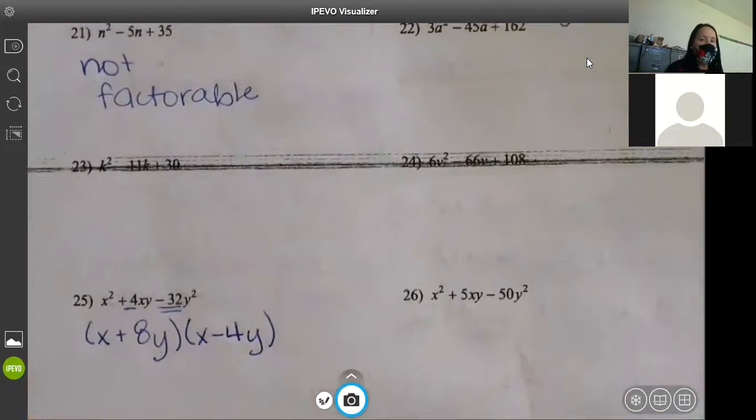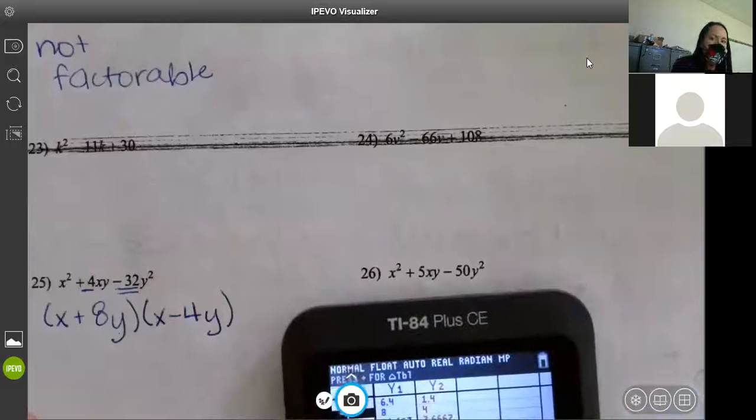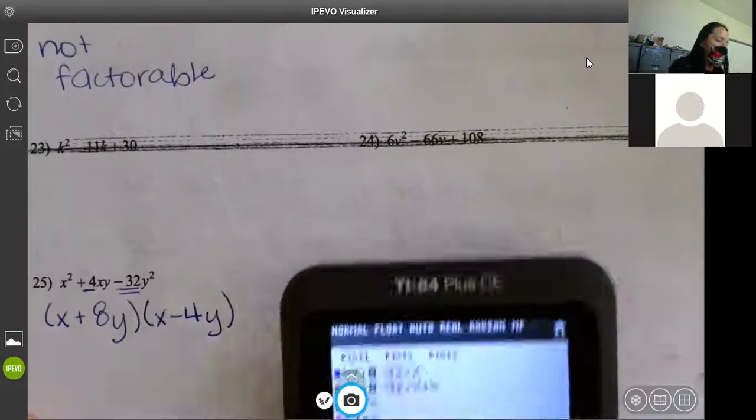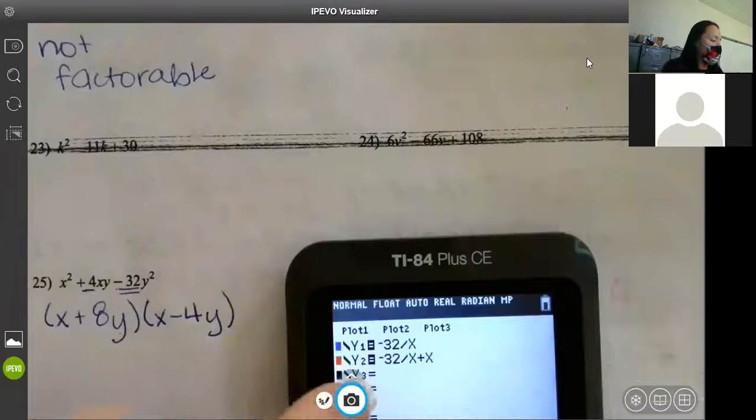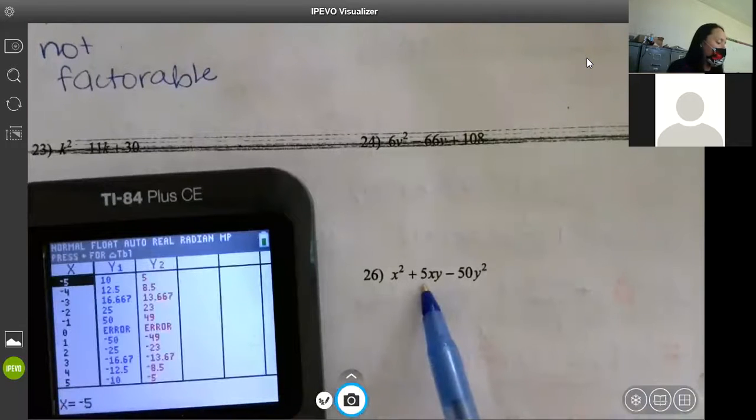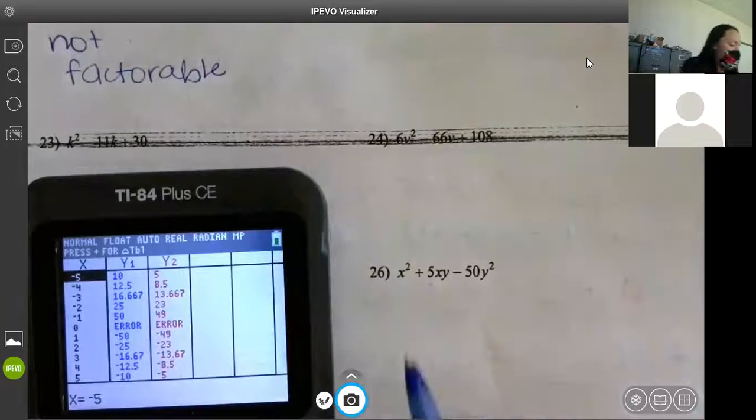All right, look at number 26. It is exactly the same way. In my calculator, what's the number that I'm going to put in? I need factors of, instead of -32, what do I put in this time? -50. I'm just going to type over it so I can be lazy. I'm looking for 5. If you look, I already have it up here. My two numbers are 10 and -5.